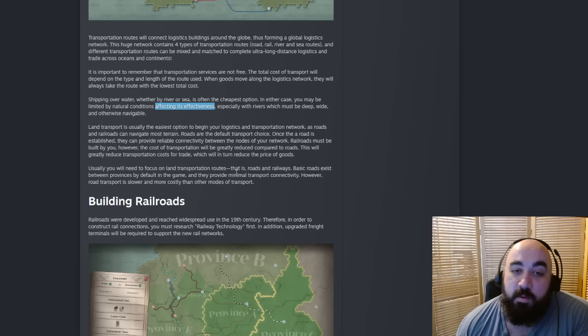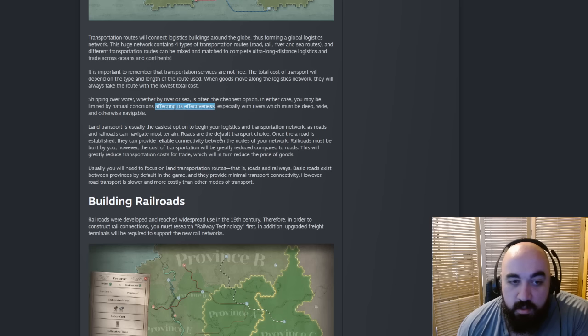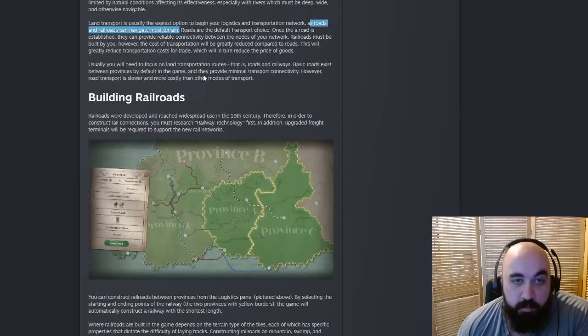Ugh. Okay, especially with rivers, which must be deep, wide, and otherwise navigable. Land transport is usually the cheapest option to begin your logistics transportation network, as roads and railroads can navigate most terrain. Railroads are going to be much more expensive. A lot of railroads were actually not very profitable. Roads are the default transport option. Once the road is established, they can provide reliable connectivity between the nodes of your network.